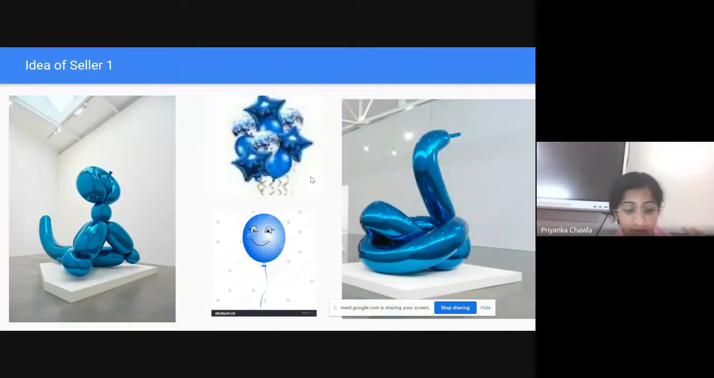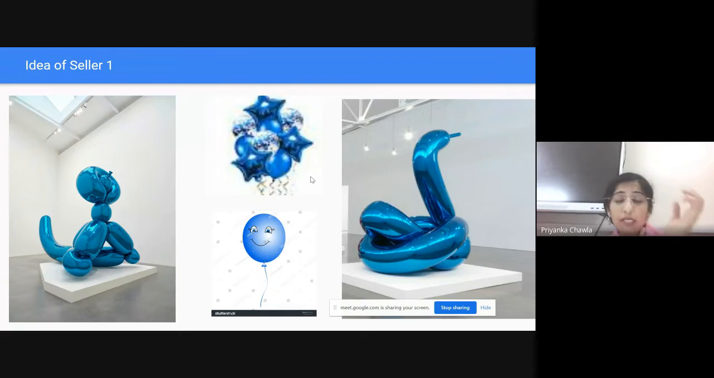What happened to this? After seeing this, kids were more attracted towards him and a large number of audience gathered there. Everybody was astonished. And now it became the challenge for the second seller to sell his balloons.